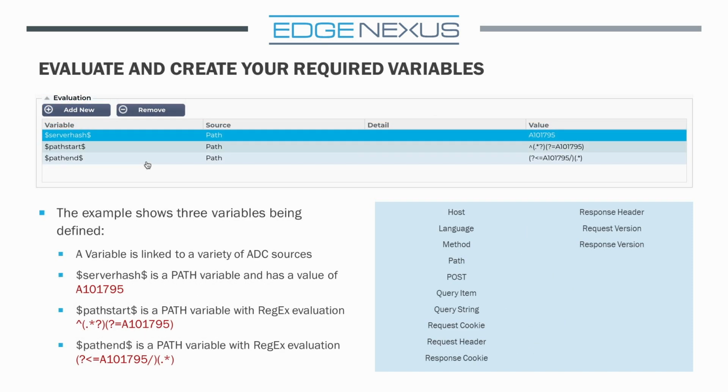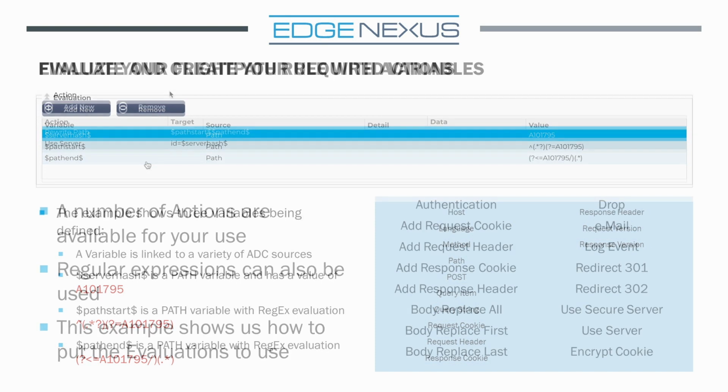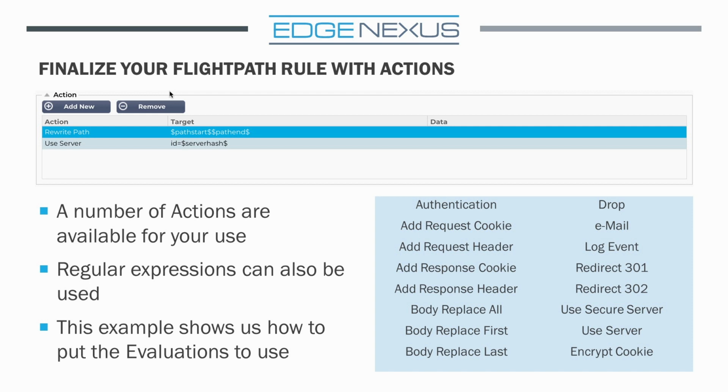The evaluation element of flightPATH allows you to create variables and populate them with constants, calculated values, and values from specific ADC lookups. The selection of ADC lookup values is shown in the right side panel. Finally, we will look at the action element of flightPATH. Now that we have created our condition and any evaluations, we need to specify what action should be taken on the HTTP request or response. Selections within the action menu allow you to specify this, and as you can see from the right panel, a large number are available. We can also use the variables we created in the evaluation element to create highly targeted actions.